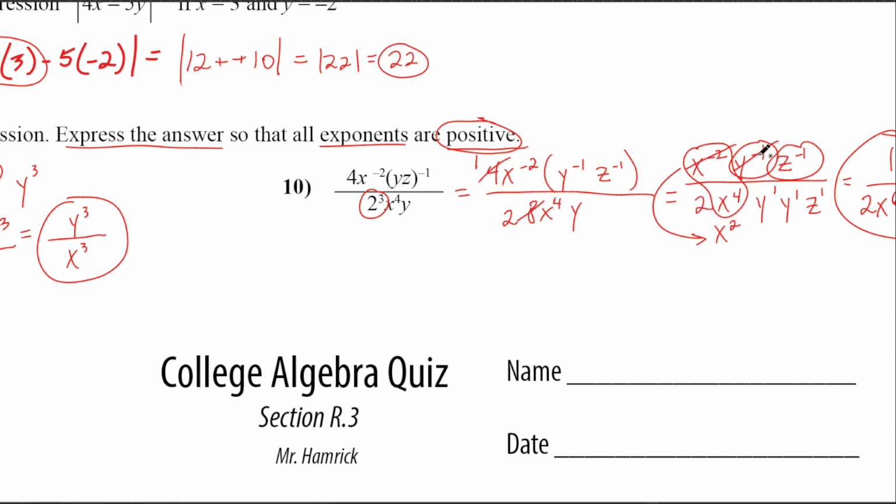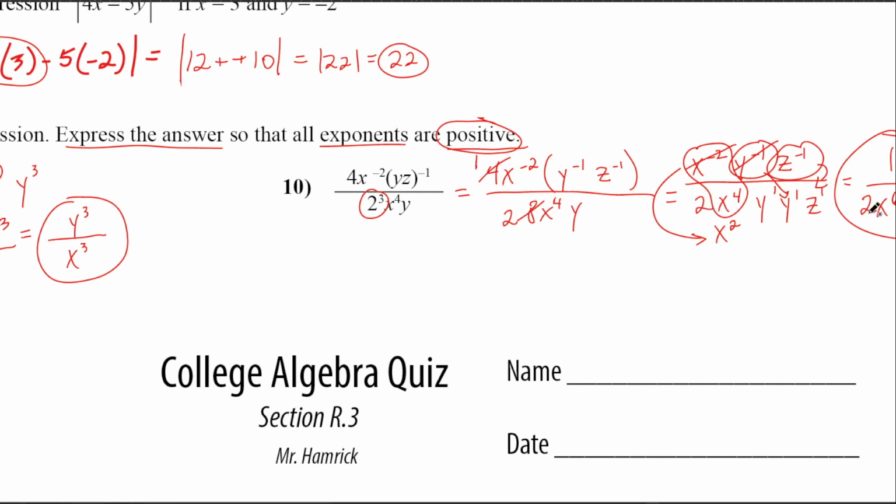Take that y to the negative first, flip that to the bottom. So I actually moved that right here. The y to the first was already here. And then I took this y to the negative first, flipped it to the bottom, which makes it y to the first. Then I took this z to the negative first, which is a negative exponent. I flip it to the bottom again, which makes it z to the first. And now I can simplify some stuff.